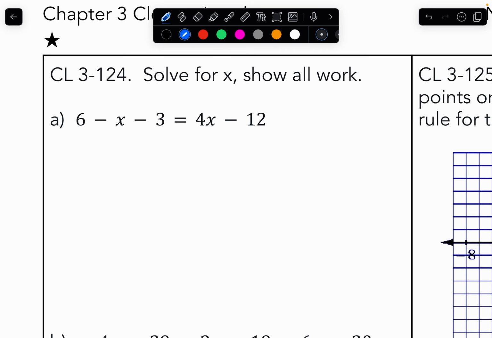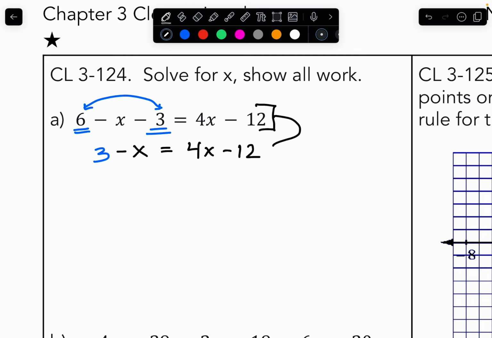So the first thing that I'm going to notice about letter A is that we do have some like terms. So right away, I'm not going to solve anything. I'm not going to move anything around. All I'm going to do is combine these two like terms. 6 minus 3 happens to be 3. And then everything else stays the same. Notice how this difficult problem became a little bit easier when all I did was combine like terms.